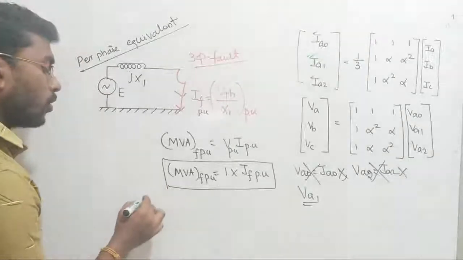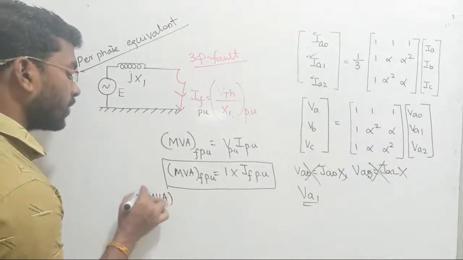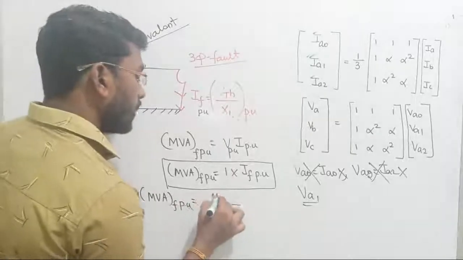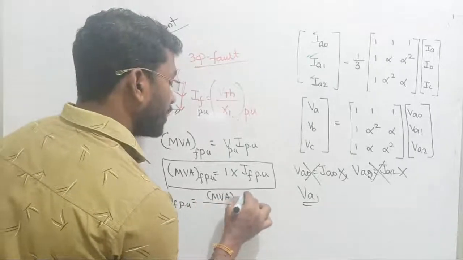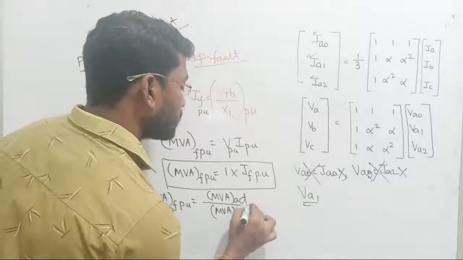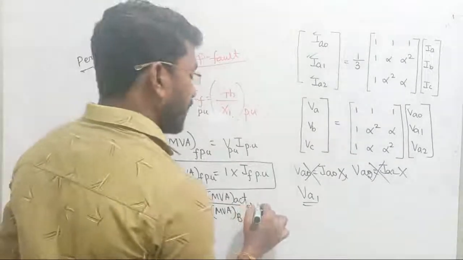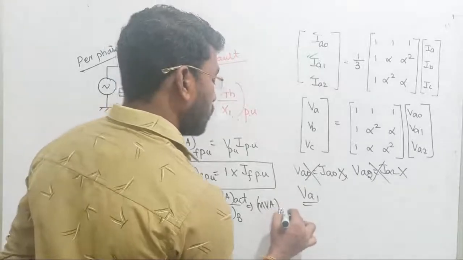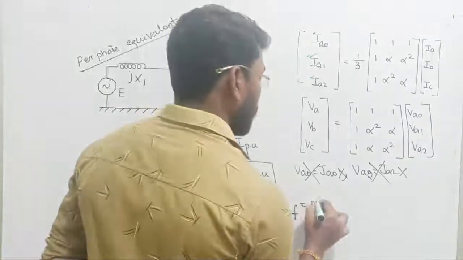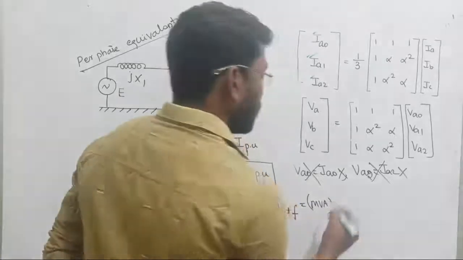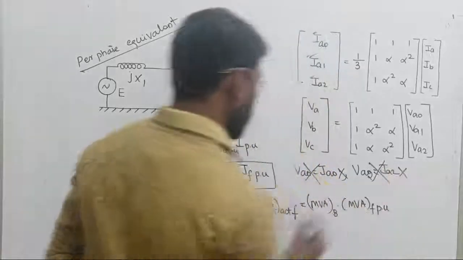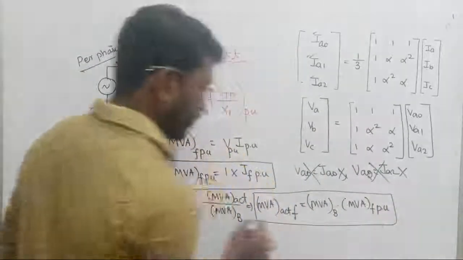We all know per unit MVA in fault should be equal to actual value divided by base value. So per unit MVA equals MVA actual divided by MVA base. From this, MVA base will be given in your exam, so you can directly calculate the value of actual MVA during the fault. Actual MVA during the fault should be equal to MVA base into fault MVA in per unit. This is the formula to obtain the value of actual MVA for our 3-phase system.